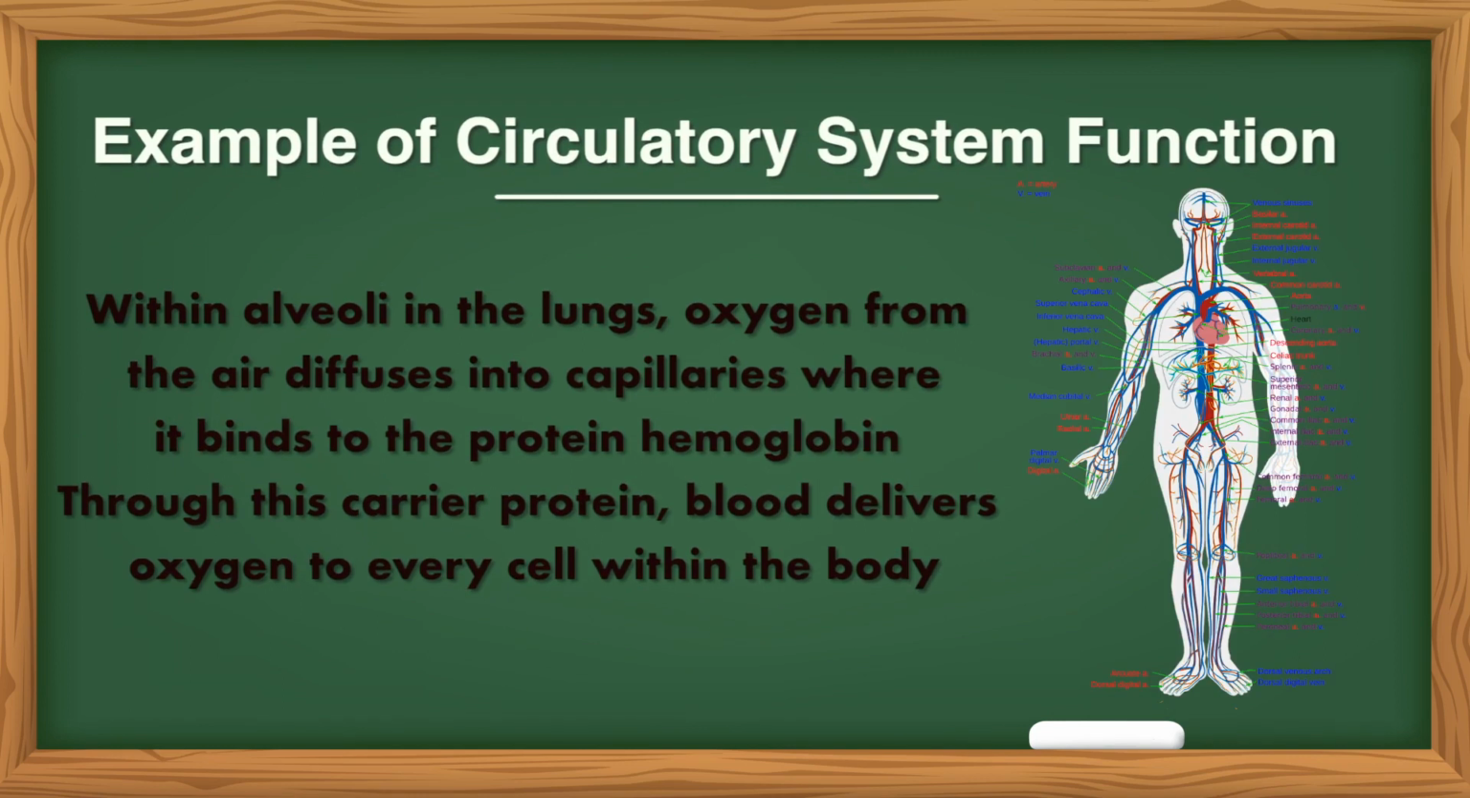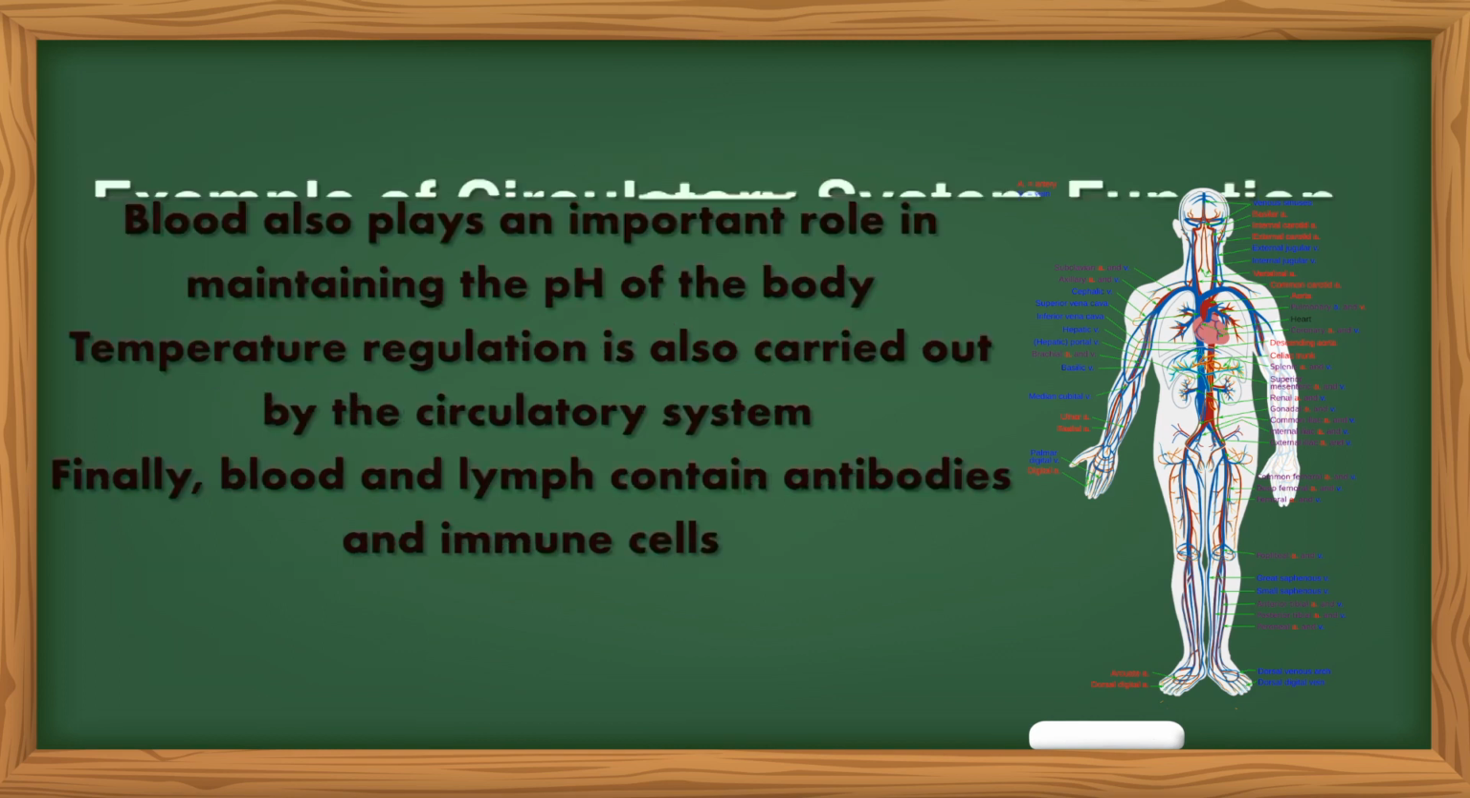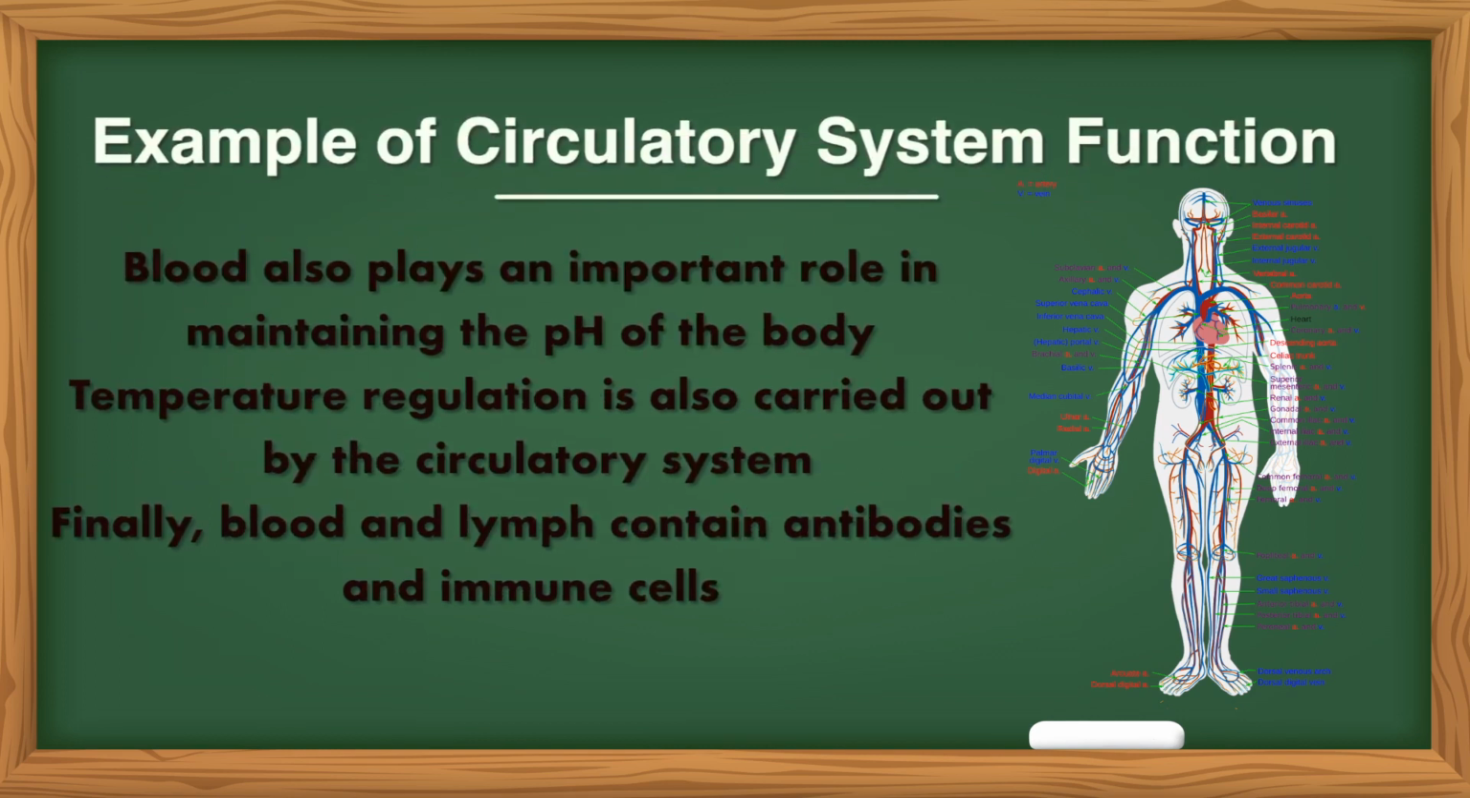Within alveoli in the lungs, oxygen from the air diffuses into capillaries where it binds to the protein hemoglobin, which is basically present in the red blood cell, RBC. Through this carrier protein, blood delivers oxygen to every cell within the body. Blood also plays an important role in maintaining the pH of the body. This particularly is very important since pH influences the efficiency and effectiveness of every biomolecule.